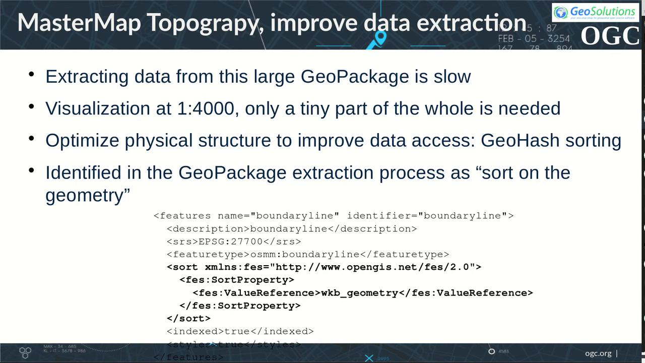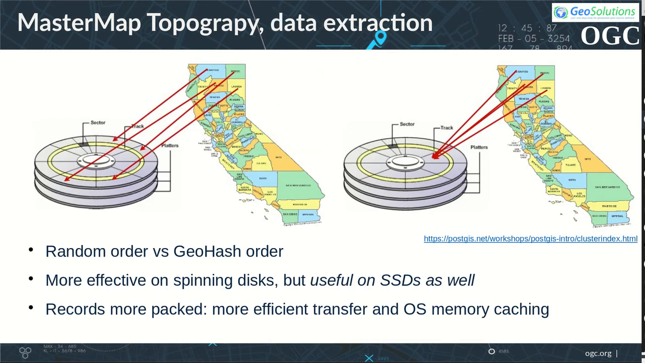Following the PostGIS lead, we experimented with sorting records by geohash on insertion, trying to achieve a better physical file layout. Sorting by geohash leads geometries that are close on the map to be close on the disk as well. This is particularly beneficial for spinning disk storage, as it reduces seek time. However, it's also beneficial for modern SSDs, as it also reduces the amount of disk blocks that need to be read, improving the efficiency of the operating system file cache at the same time.